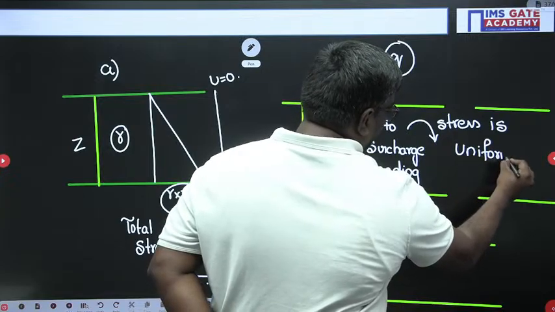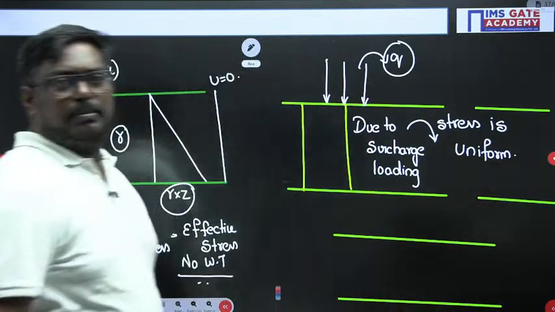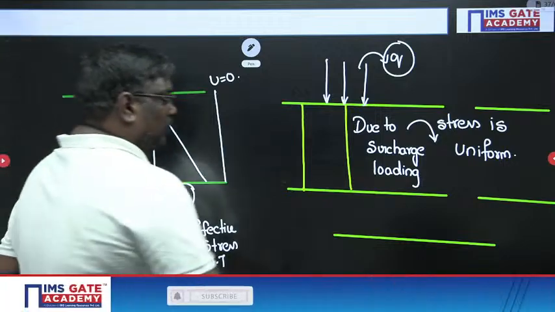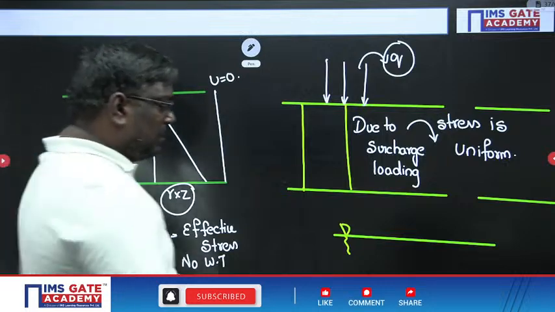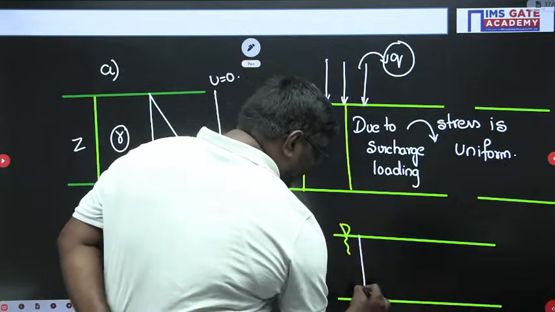Now my dear students, suppose there is a water table here. And what will be the depth of the soil if I take it as Z?